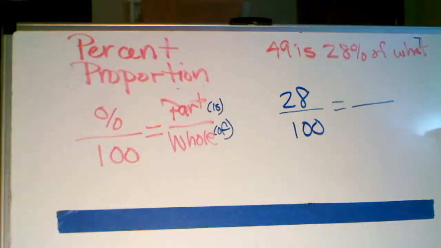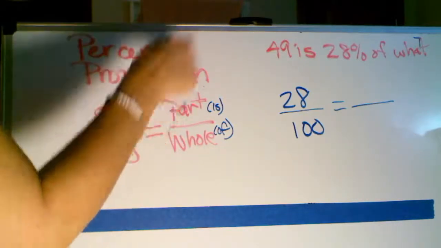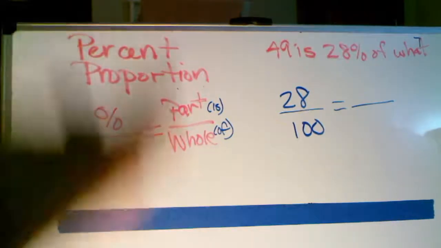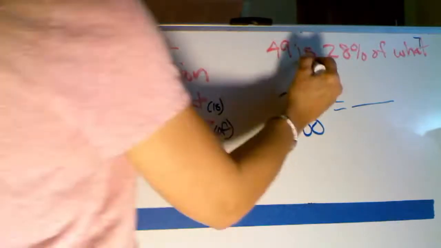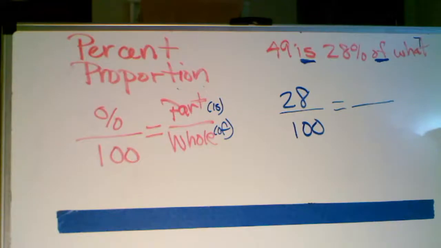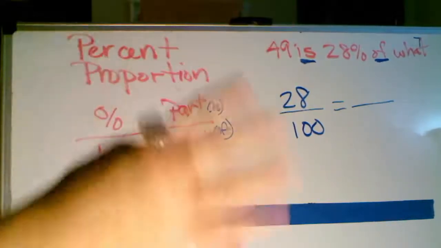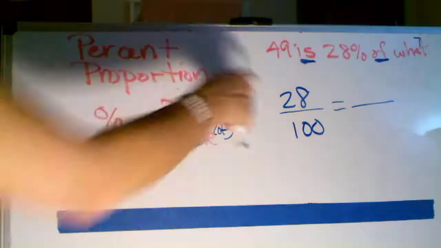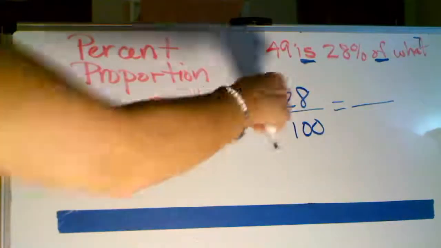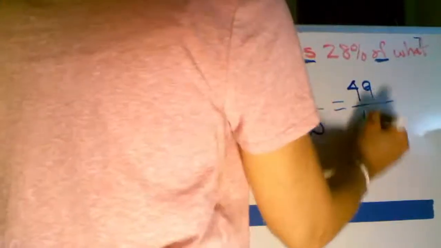So I look at this problem and my percent is 28. So I'm going to do 28%. Okay? Now I have to look at the next part and decide if it is my part or my whole that is missing. Well, I'm looking for those keywords. Here's the is keyword. Here's the of keyword. So those will help me know which one goes where on the second ratio. Part always goes on top. Think fraction. 28 is part of 100%. 28% is part of 100%. So 49 is part of whatever this is.